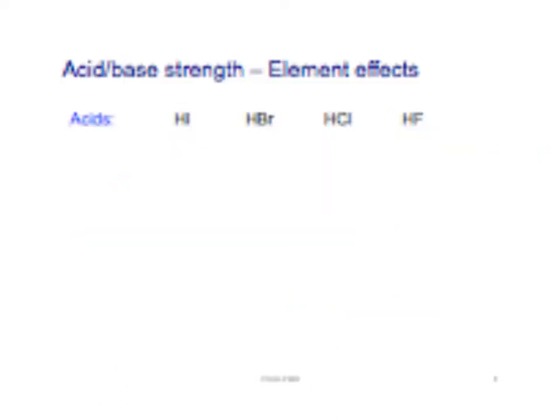Let's look at element effects. All right, so in this slide, I have a list of 4 different acids. So what's the difference between these acids? All right, if we look at these carefully, we notice that we have hydroiodic acid, hydrobromic acid, hydrochloric acid, and hydrofluoric acid. So we have different halogens in these acids.